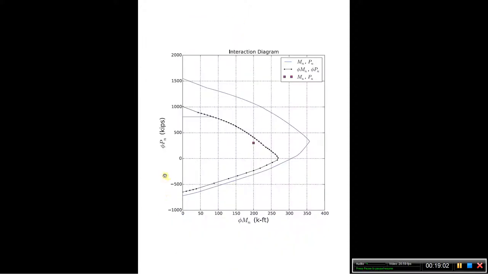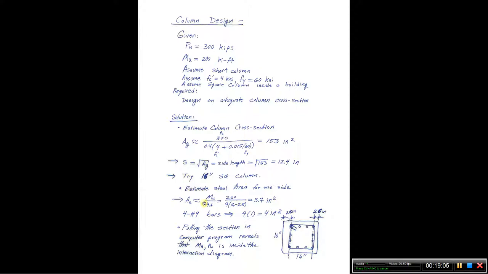Now, we could also estimate the amount of steel that would be needed along this one layer right here by using that formula we used for beam design. And so we could do 200 kip feet divided by 4 times the depth here in inches. Now this is 16 inches, but if we account for the clear distance, the stirrups, and half the diameter of the bar, we might subtract approximately 2.5 inches here, and we get 3.7 inches square along this one line right there. Well, 4 number 9 bars would give us 4 inches square, which is about what we need.